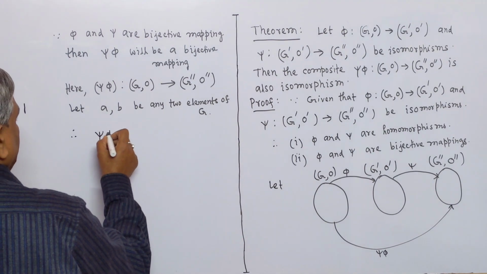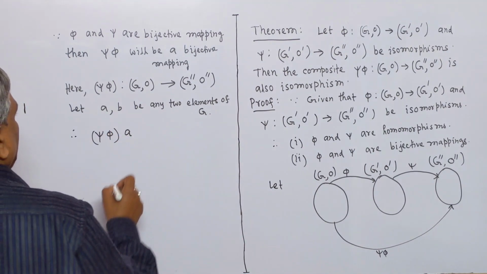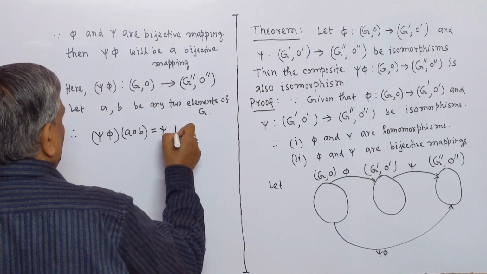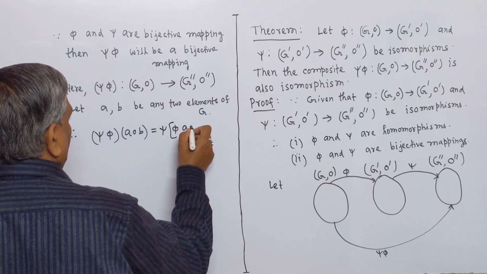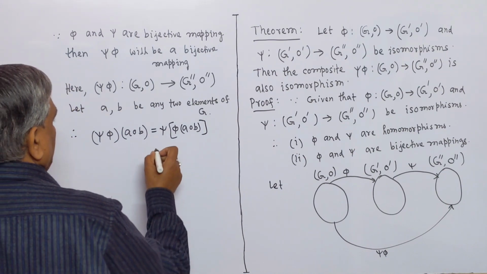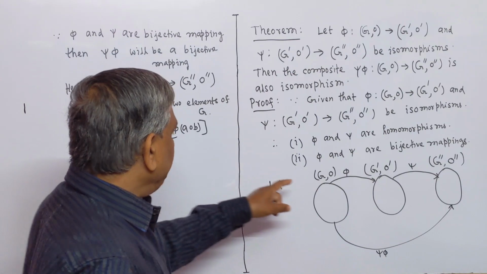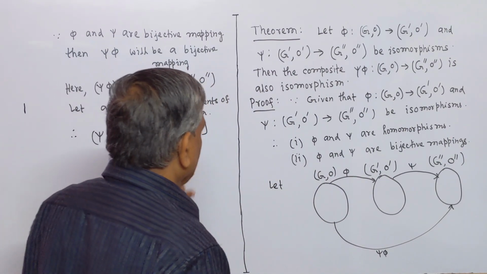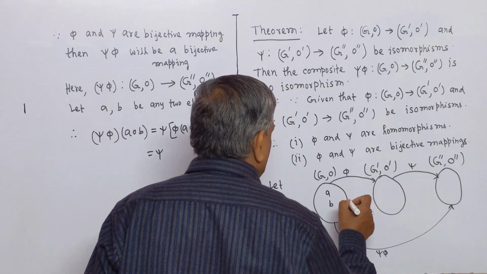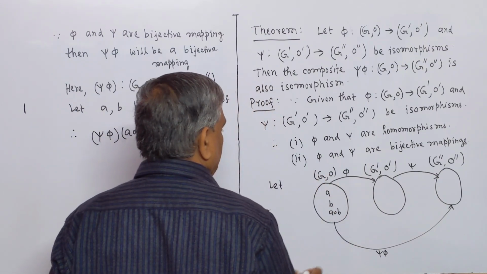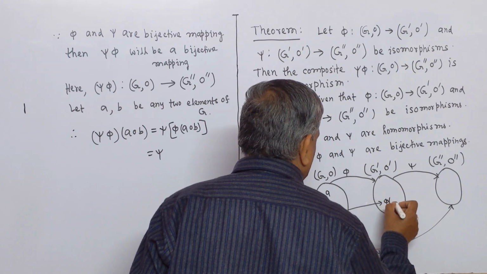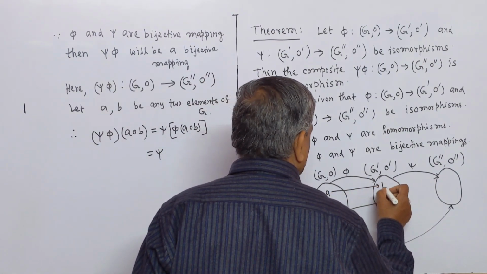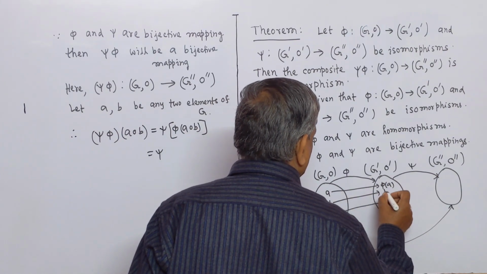Therefore, psi phi (A operation B) is equal to psi (phi (A operation B)). Phi is defined on G into G prime. So for A operation B, where A, B and A operation B belong to G, its image is phi (A operation B). Here the image of A is phi A and the image of B is phi B.